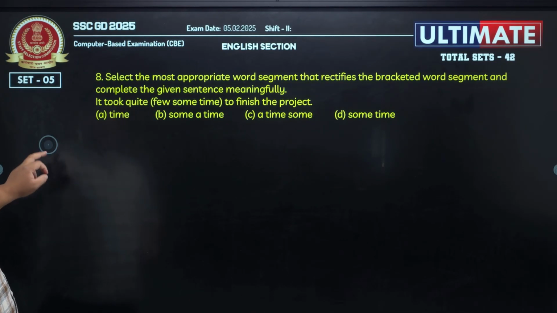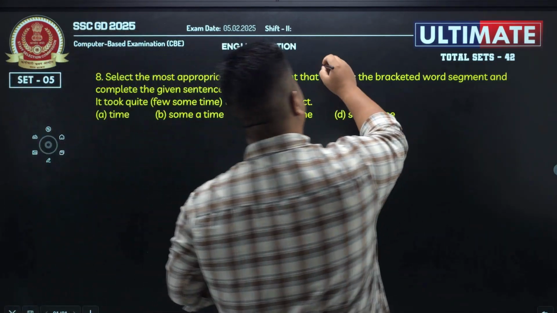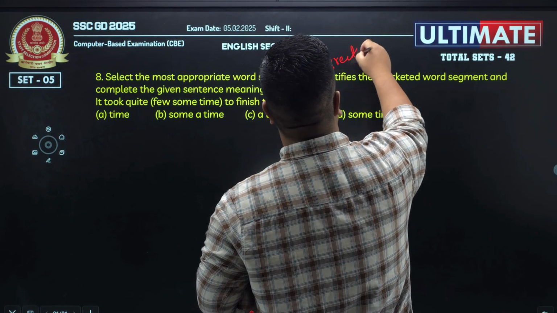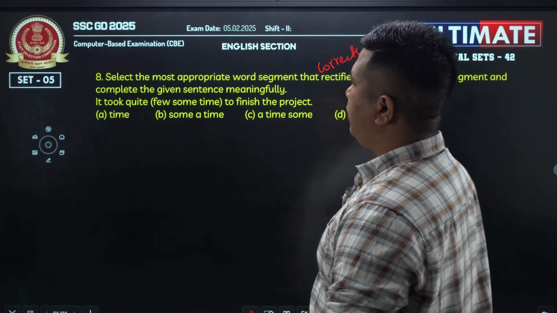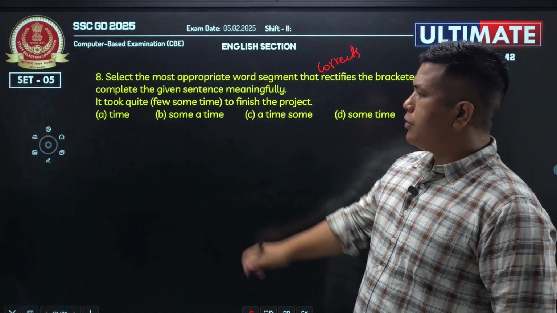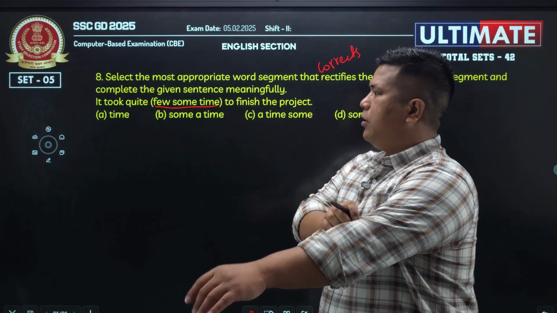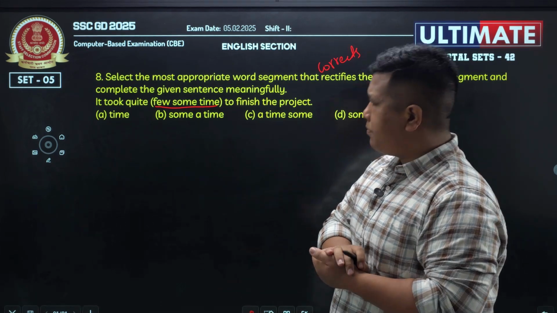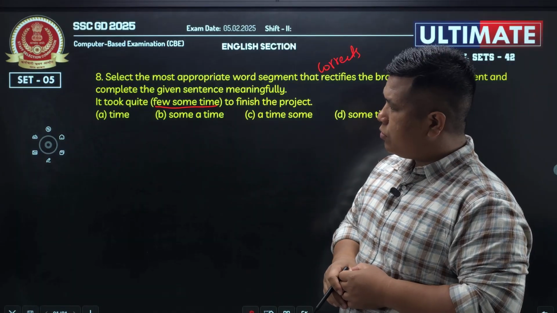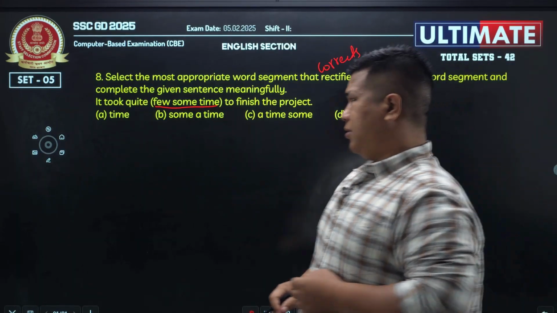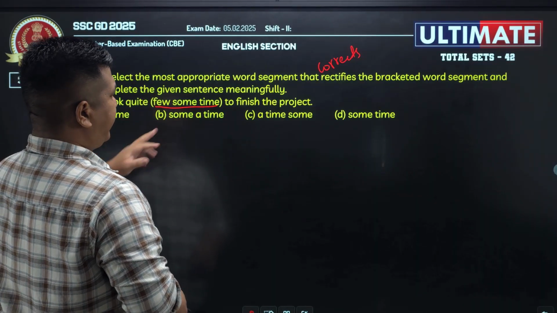Okay, 8. Select the most appropriate word segment that corrects the mistake in the bracketed word segment and complete the given sentence meaningfully. Just read the sentence and then this part is underlined, so this is what we have to correct. It took quite few some time to finish the project. It took time to finish the project.